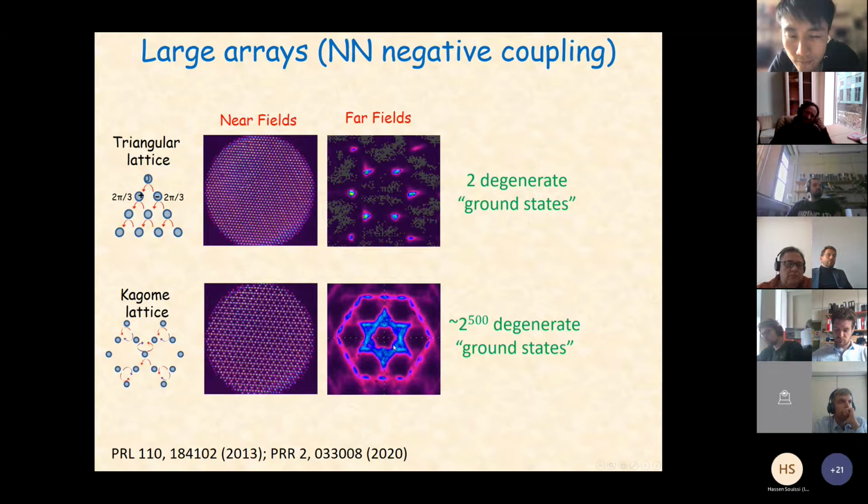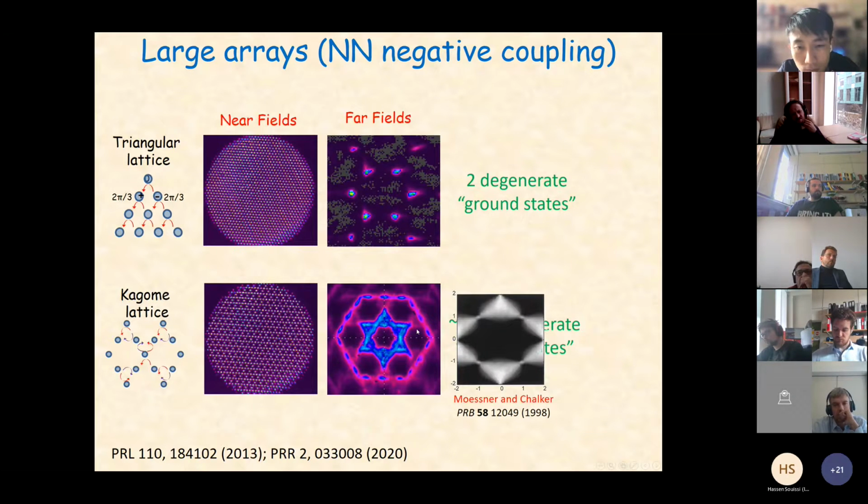Is it the correct solution? You could calculate and try to average over this solution. It's actually not so easy. We did it, but fortunately, as I said, this is an interesting problem. It was already solved numerically before by these two great people, Moessner and Chalker. They are like the big names in geometric frustration. And this is the diffraction pattern, or they called it the structure factor because they worked with a magnet.